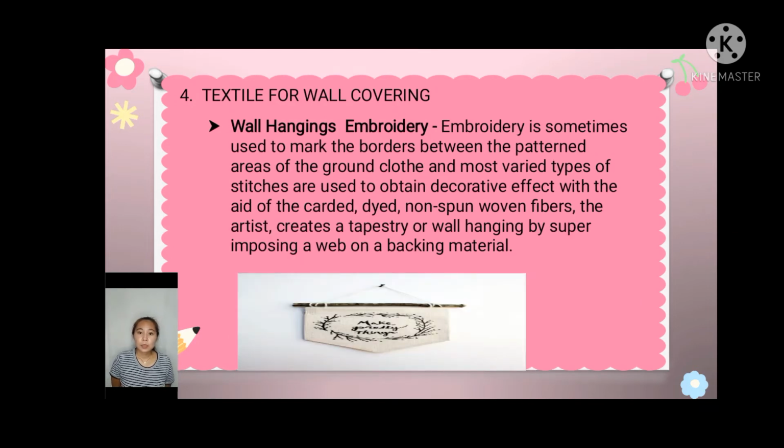And next is wall hanging embroidery. Embroidery is sometimes used to mark the borders between the pattern areas of the ground cloth, and the most varied types of stitches are used, obtaining decorative effects with the aid of carded, dyed, non-spun woven fibers. The artist creates a tapestry or wall hanging by superimposing a web on backing material.